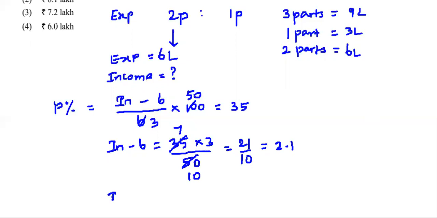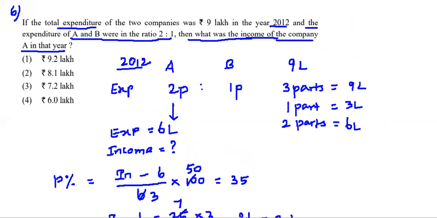And now we have income minus 6 is equal to 2.1. So that means income is equal to 2.1 plus 6. So 2.1 plus 6 would be nothing but 8.1. Is it or not? So 8.1. And finally, it is going to be in terms of lakhs. So our final answer is going to be 8.1 lakhs, which is matching with option 2.